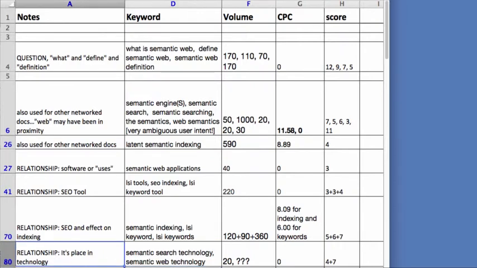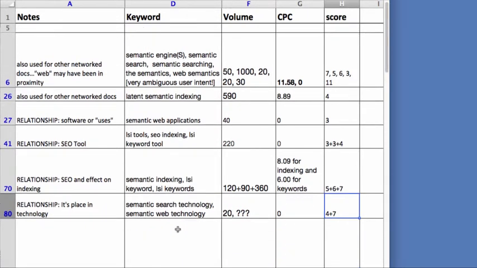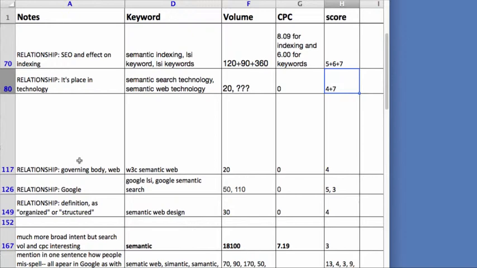I then said relationship, its place in technology. So we have semantic search technology, semantic web technology. I don't remember what the question marks were for. I believe it was because I wasn't sure I had the right search volume here. And keep in mind that these are estimates of search volume because this is all coming from SEMrush, which is not quite as precise, for example, as AdWords Keyword Planner, but it's a great overview. Again, we have some pretty high ranking there.